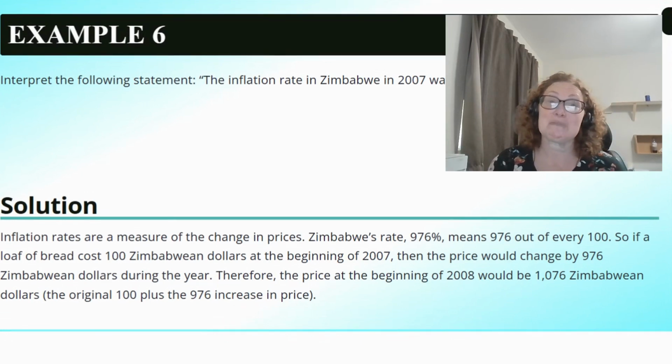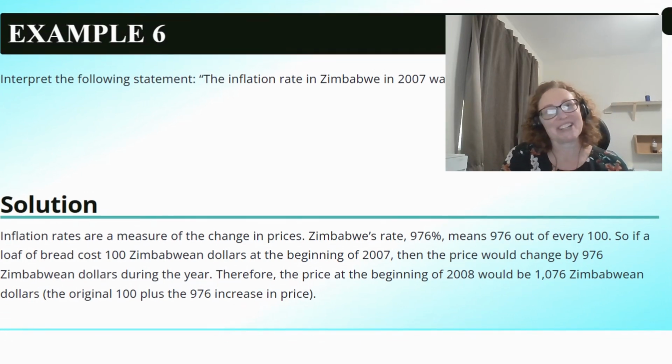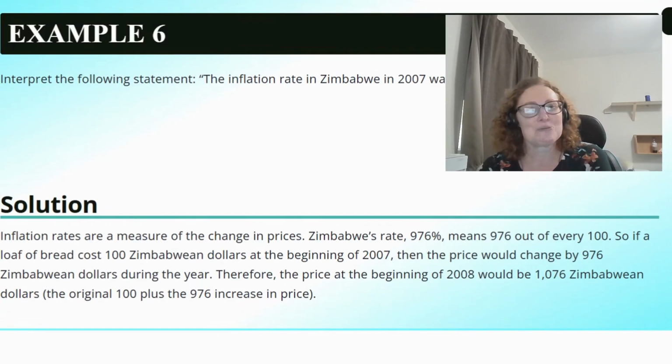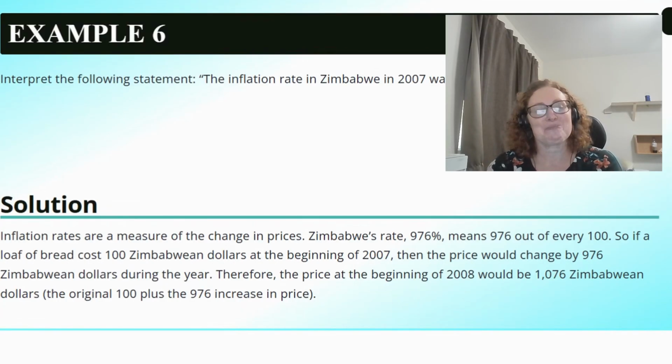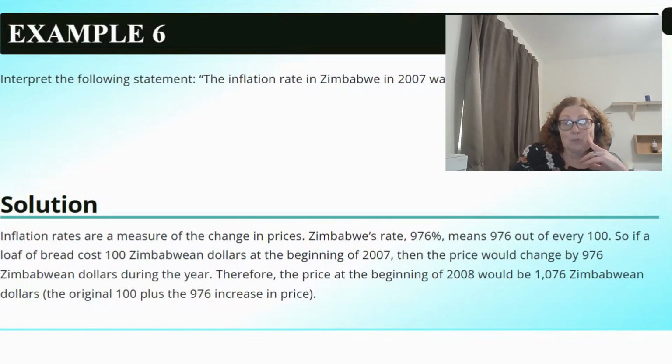Here we have another example. This might sound a little weird because a lot of times we've heard that there's nothing over 100%, right? The inflation rate in Zimbabwe in 2007 was 976%. Okay. 976 out of every 100. So prices can change that much. They can go up that much.